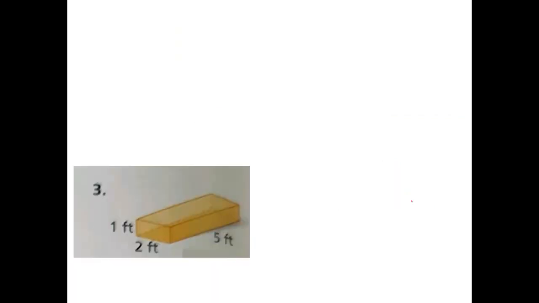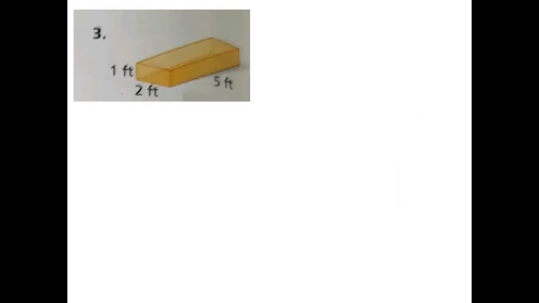Question 3. I want to find the volume here for this prism. What's our formula? Volume equals area of base multiplies height. What is the area of the base here? Area of the base here equals 2 multiplies 5. Okay, 2 multiplies 5 is 10 feet squared.